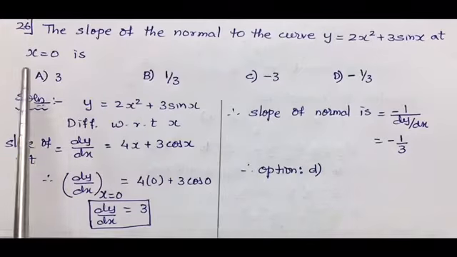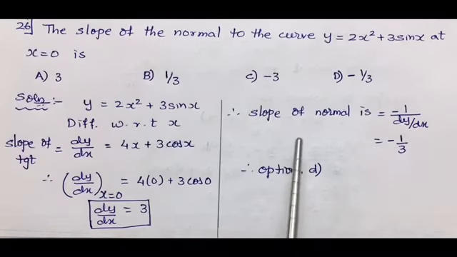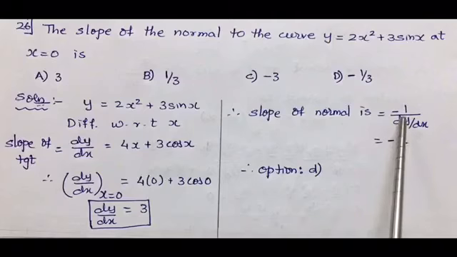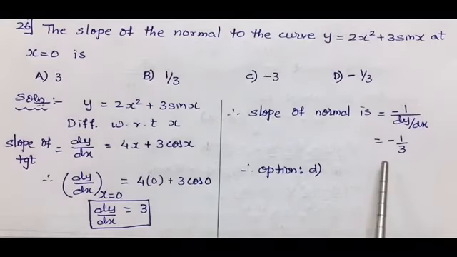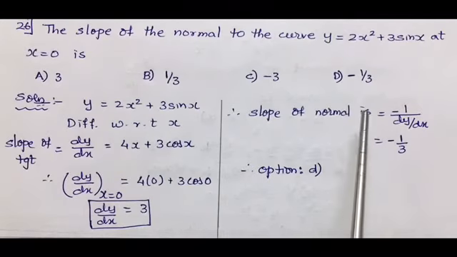Now at the point x equal to 0, substituting x as 0, we get the slope dy by dx equal to 4 into 0 plus 3 cos 0. The value of cos 0 is 1. So we get dy by dx is equal to 3. Now the slope of the normal is minus 1 upon dy by dx. So we get minus 1 by 3. So D is the option.